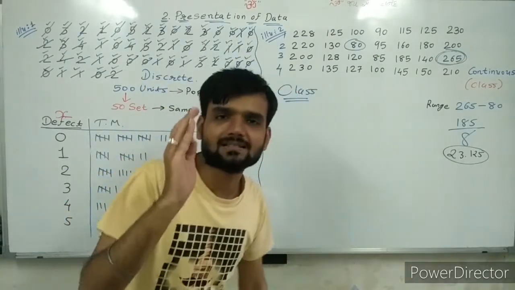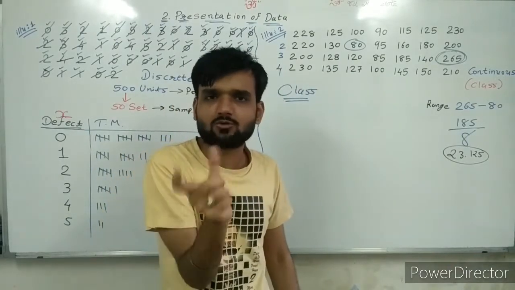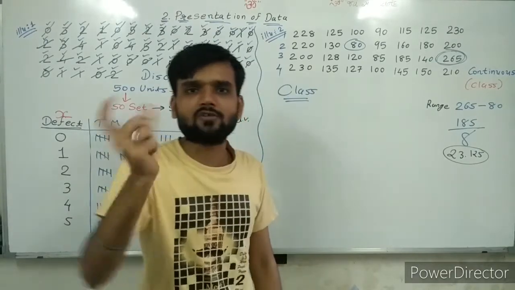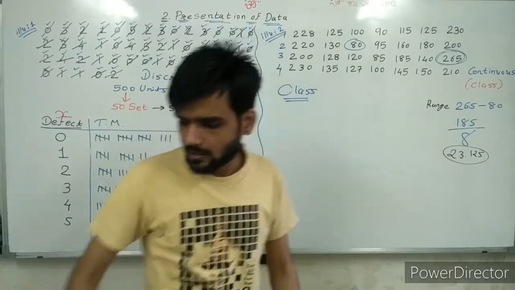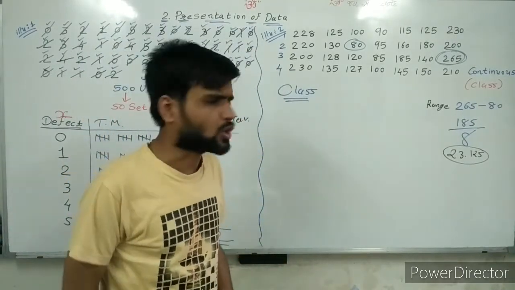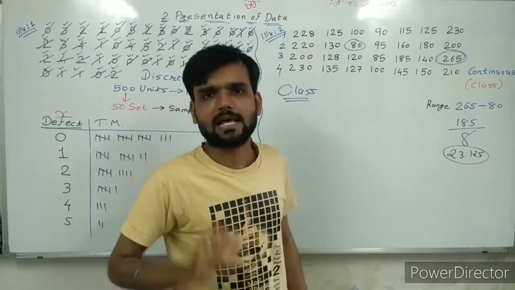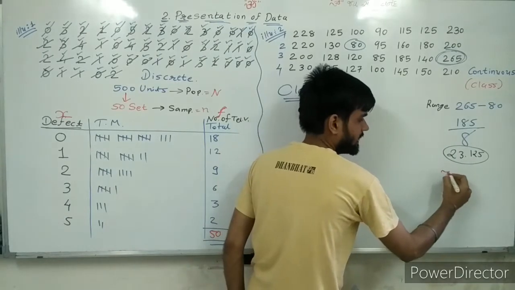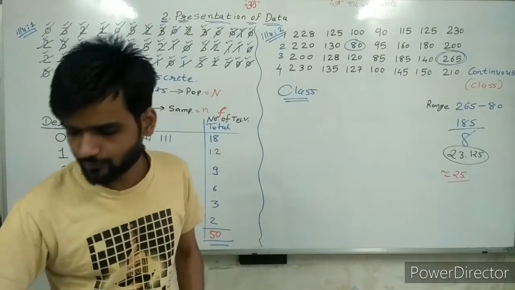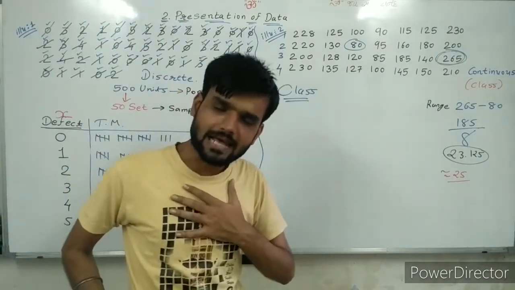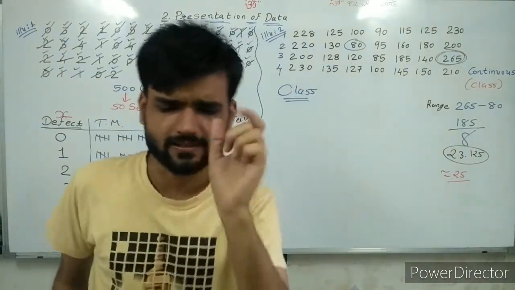23.125 is the gap between two values. This is my class length. If I am taking 0 to 20, then class length is 20. 0 to 25, then class length is 25. Here 23.125 we would need to take as a class length, so don't take this type of class length. Approximate value we are taking as a class length. So this 23 is nearer to 25. So we are taking class length as 25. So round off and then take class length.